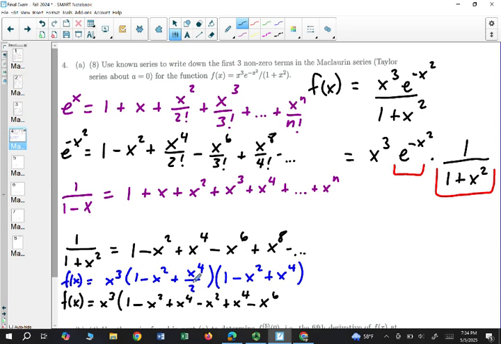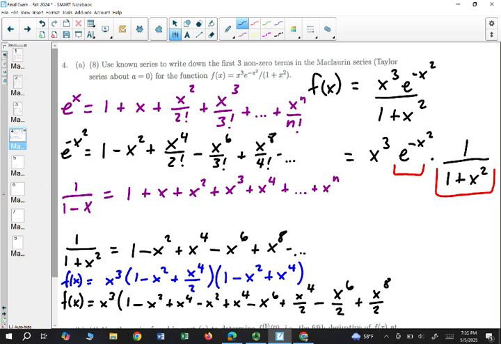Okay, and now let's switch gears to the x to the 4th over 2. x to the 4th over 2 times 1 is x to the 4th over 2. x to the 4th over 2 times negative x squared will be a negative x to the 6th over 2. And then x to the 4th over 2 times x to the 4th will be a plus x to the 8th over 2.